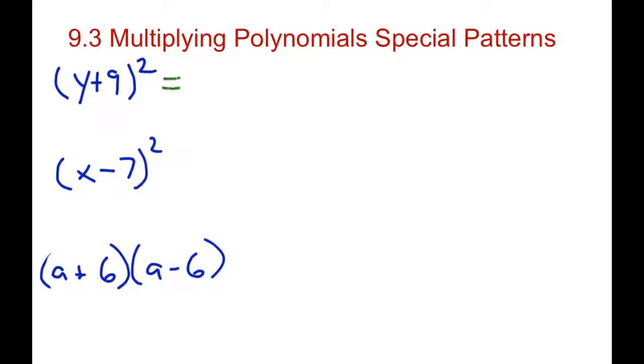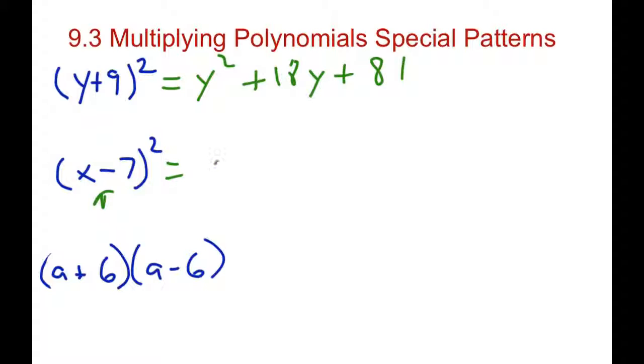Alright, so first term is y, it's going to be y squared, it's going to be a plus, then it's going to be 2 times the first term times the second term, 2 times a times b, so 2 times y times 9, that's 18y, and then plus the second term squared, 9 squared is 81. y squared plus 18y plus 81.